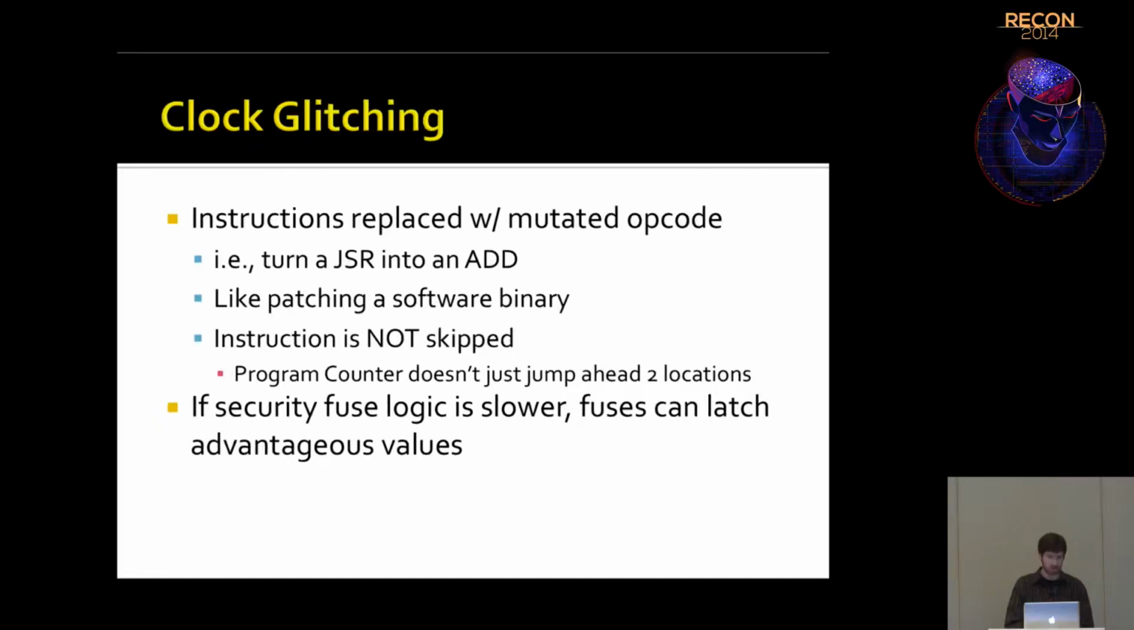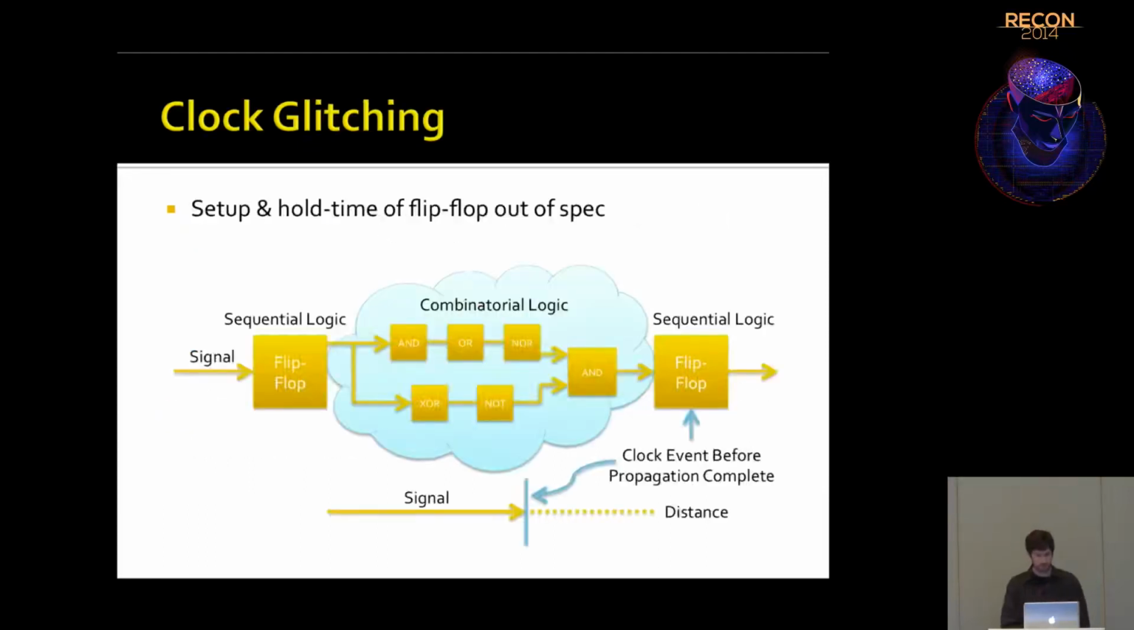And another example is, if the security fuse or lock bit logic is slower than the rest of the chip, you may be able to latch advantageous values in the security fuse logic as well using a clock glitch, which may allow you to do things like unlock the read access to all of the memory map of the chip or things like that.